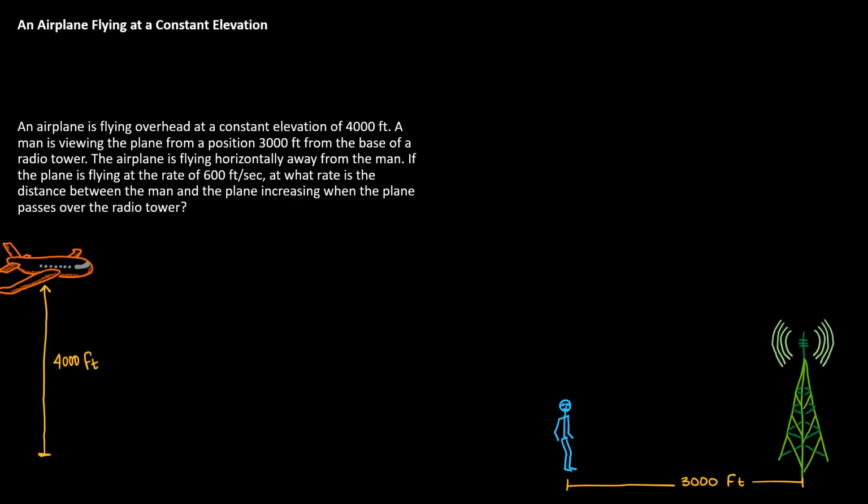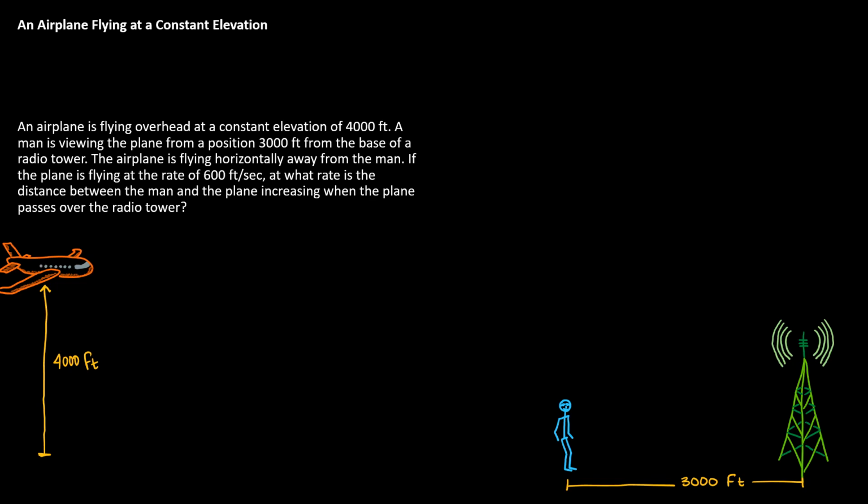Imagine an airplane is flying overhead at a constant elevation of 4,000 feet. There's a man standing 3,000 feet away from the radio tower, just standing on the ground. The plane is going to fly over the man. We want to know at what rate the distance between the man and the plane is increasing, specifically when the plane passes over the radio tower.